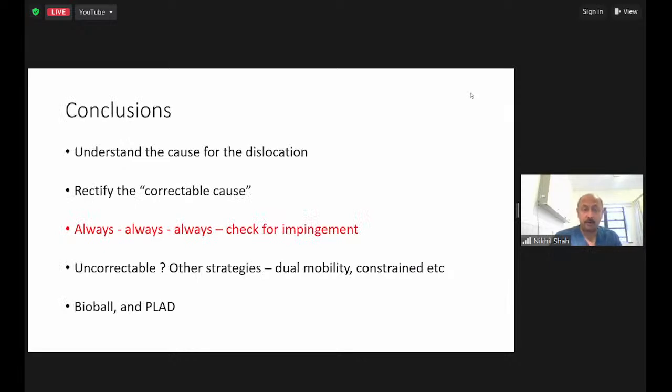Before you plan the revision, it's important to understand the cause of the dislocation and to try and rectify those correctable causes that you can identify. It's very, very important to check for impingement. In fact, several years ago, when I first understood the concept of impingement, I realized that you can actually get away with mild degrees of malpositioning of the components so long as your combined version is satisfactory and you're not impinging. And then all the other fancy or newer strategies such as dual mobility and constrained bearings can be implemented where you don't really find a correctable cause. BioBall and PLAD are very useful devices to have in your armamentarium when you're revising these cases.